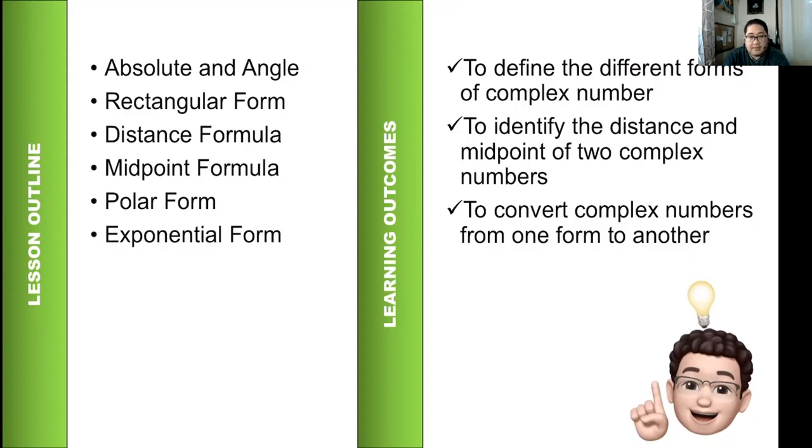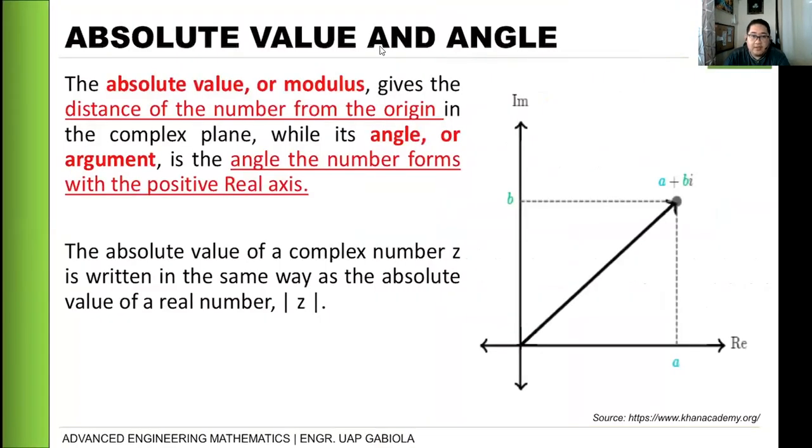Okay? So, let's start with the definition of the absolute value and angle of a complex number. As defined, the absolute value or tinatawag nating modulus gives the distance of the number from the origin. So, let's say we are plotting a certain complex number dun sa ating complex plane. Okay? O yung Argand graph natin, yung ibang tawag sa kanya, no? So we have yung horizontal axis natin is the real number, and then yung ating vertical axis is our imaginary number. So last meeting, we have already established how to plot a certain point.